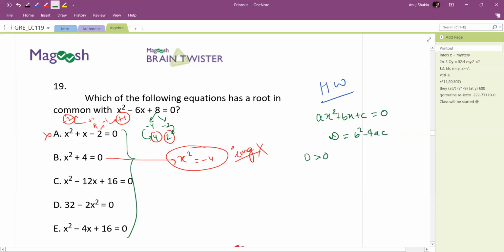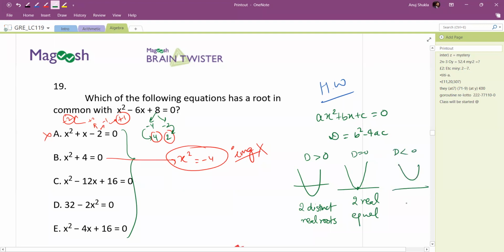If d value is greater than 0, your graph will be something like this. You will be having two distinct real roots, right? If d is equal to 0, then you will again have real roots, but equal. And if d is less than 0, you will have a graph like this, and there will be no roots, meaning no solution possible. So whether the equation can be solved or not, we can get to know by finding d itself.